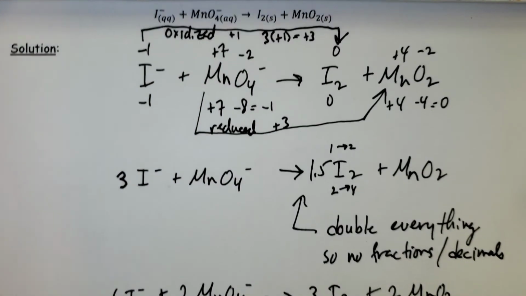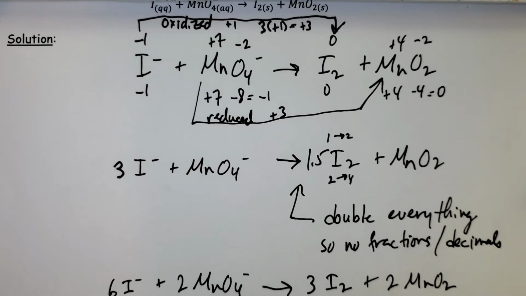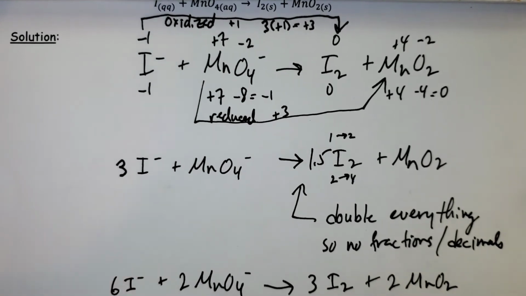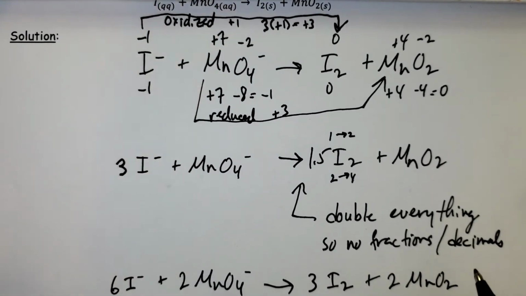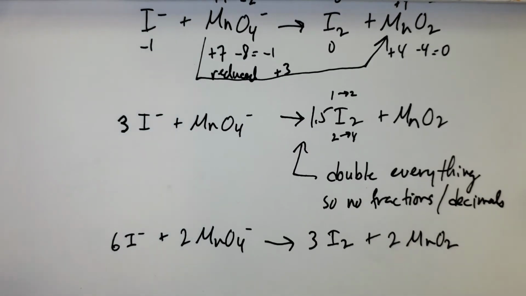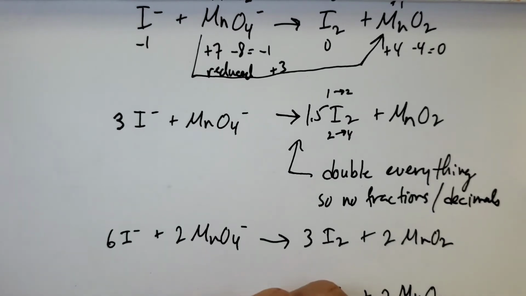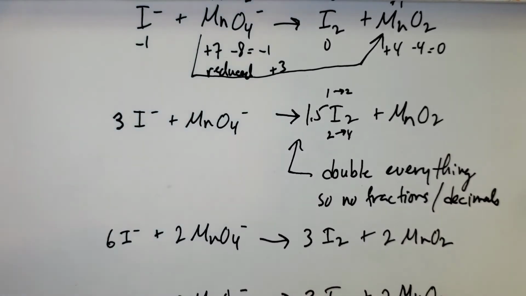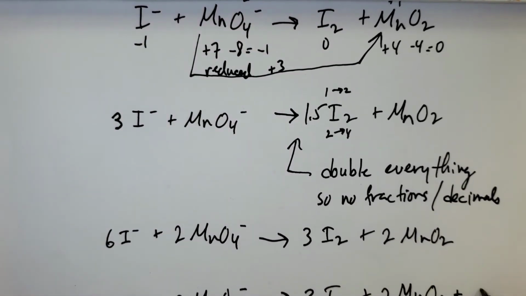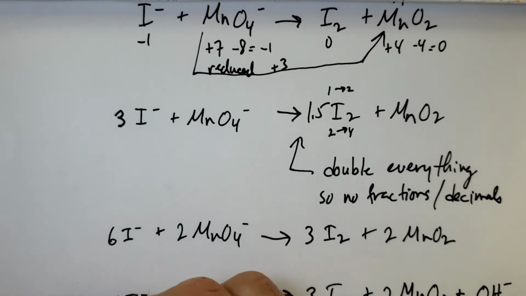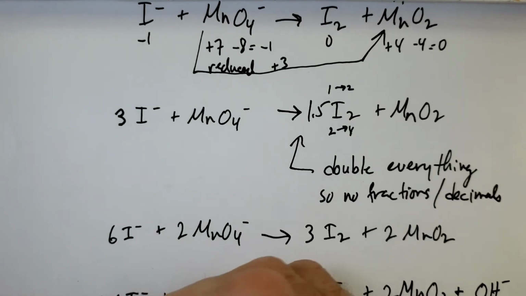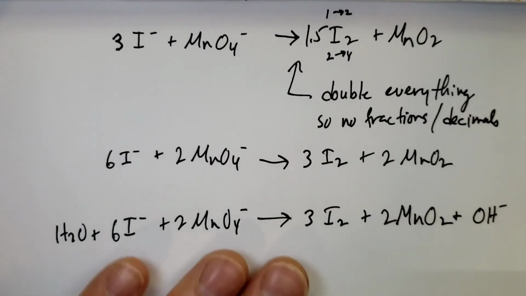6 I's, 6 I's. 2 Mn's, 2 Mn's. 2 times 4 is 8. 2 times 2 is 4. Okay, so now we have to, the hint here, if it's in basic solution, we have hydroxides and waters to add. And it would take quite a bit of time to figure out which side each goes on. So I kind of gave a hint. We're going to have OHs on this side and water on this side. We just have to figure out how much.